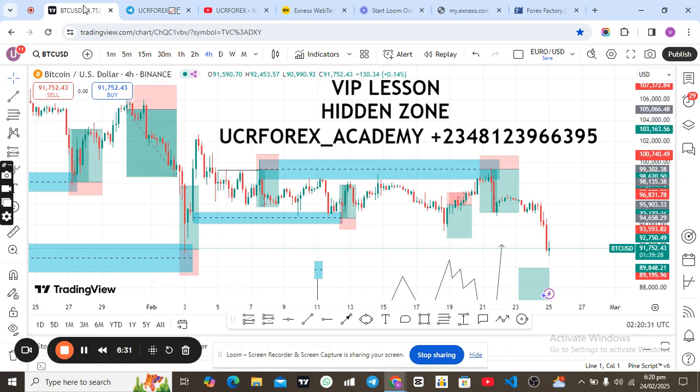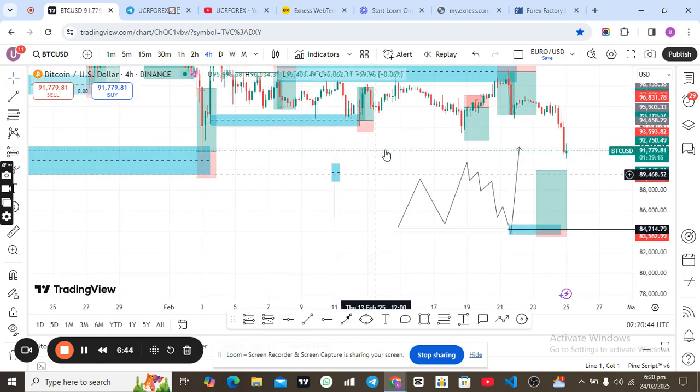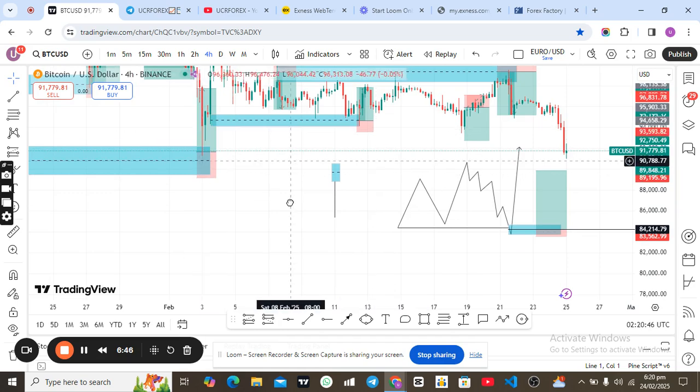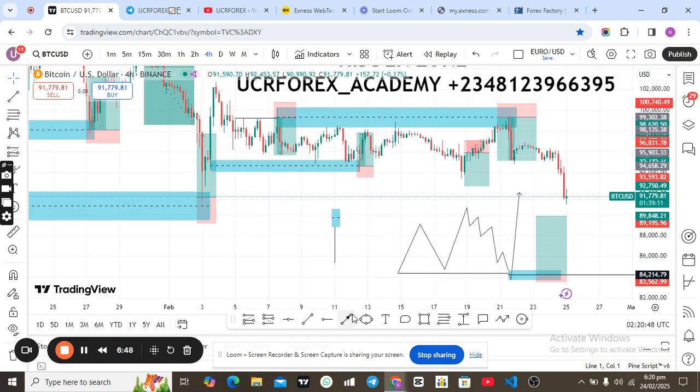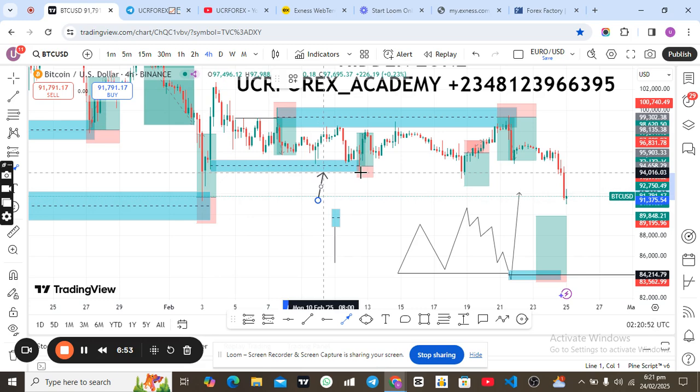So what is a hidden zone actually? When I talk about a hidden zone, I mean a wick. Something that looks like this. This long thing that you are seeing is what we call a wick. This is a wick, this is a wick, and this is also a wick. I think I need a cleaner chart to show you guys.